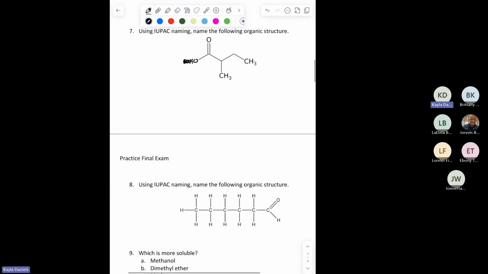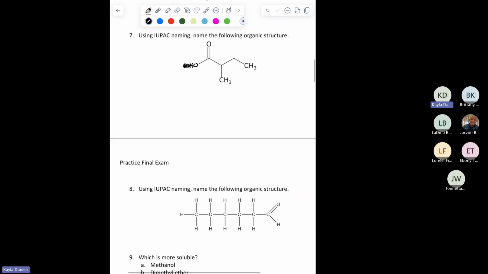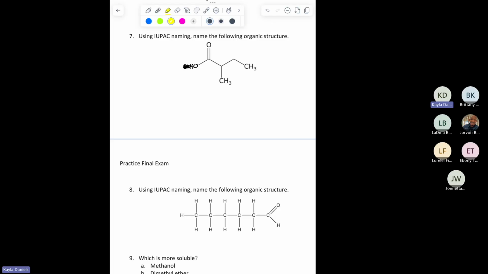All right, 7. I just rewrote it here because I wrote the O and H and it looked a little funny. First step, identify the functional group. Here I see a C double bonded to an O and to an OH. So this is a carboxylic acid, and its suffix is -oic acid.